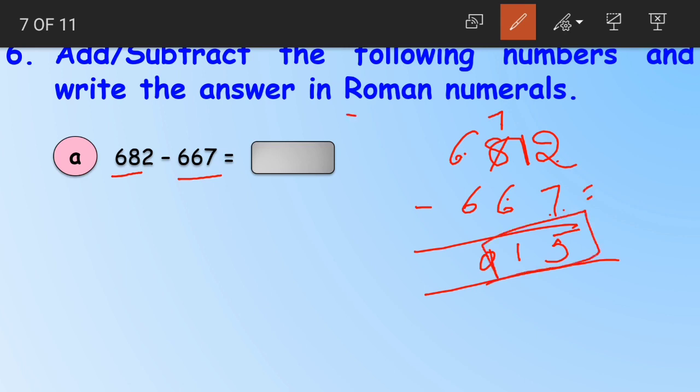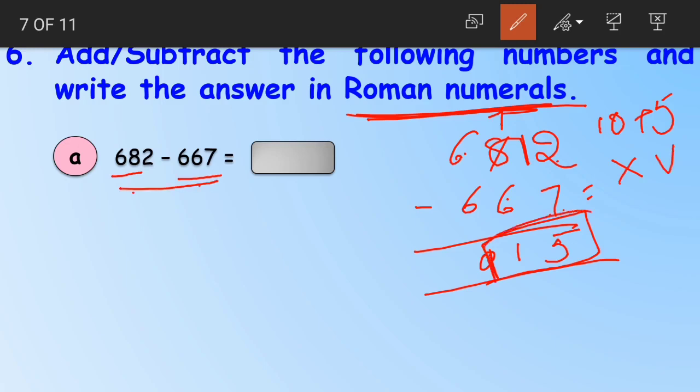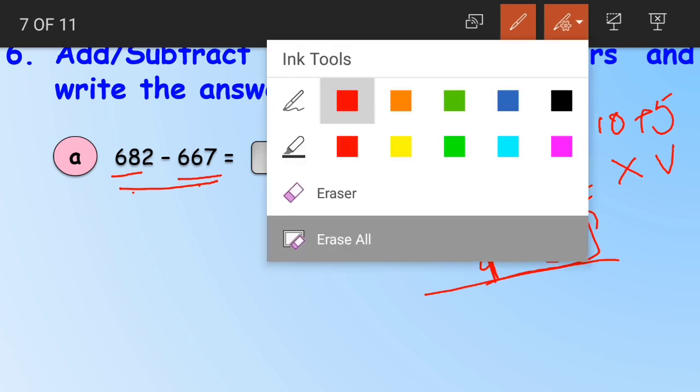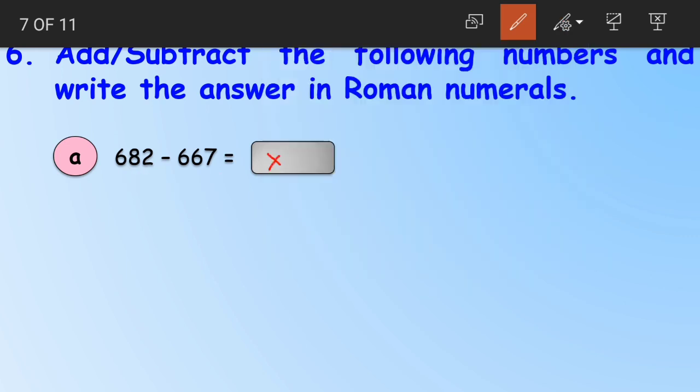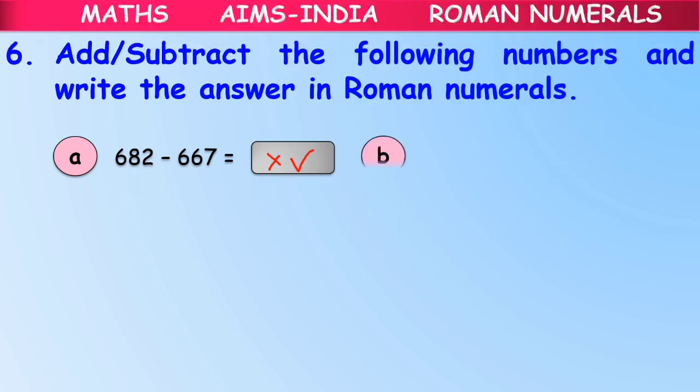Now how do we write 15 in Roman numerals children? We write it as 10 plus 5, which is nothing but XV. Am I right children? We subtracted both the numbers. We got 15 as the answer and 15 is written as XV in Roman numerals.